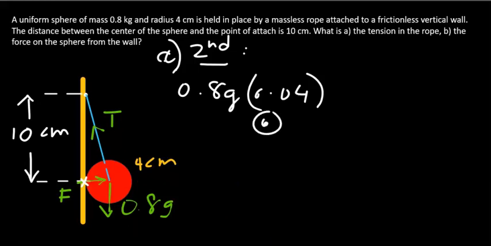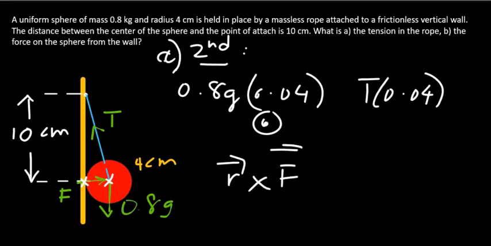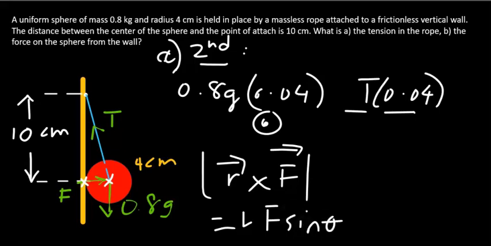Now let's calculate the torque contributed by that tension. So the force is the tension itself. The perpendicular distance between the point where the force acts, the tension in this case, and the axis of rotation is again 4 cm or 0.04 meter. Remember, we are calculating the torque, which is essentially a cross product. The magnitude of it is the magnitude of r times the magnitude of F, which is T, and 0.04 times T times the sine of the angle between them. So in this case, the angle between them is that angle, theta.